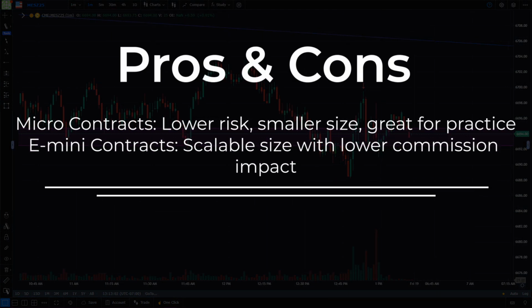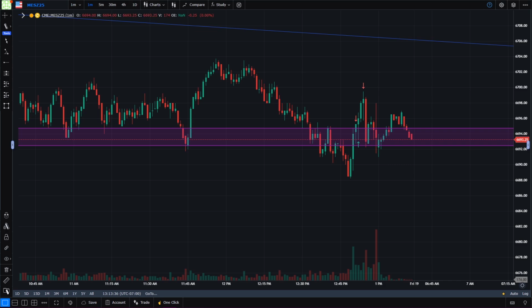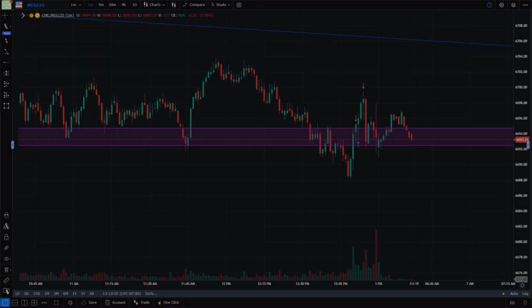So micros are great because they offer lower risk and they're great for practice, but one thing you need to be aware of is that your commission can eat more of a percentage of your profits. Once you are developed and you have a strategy and also a larger account balance, E-minis will provide a balance between size and cost, making them ideal for developed strategies. So if you're just beginning or testing a new strategy, micros are going to be where you want to trade. If you're growing your account and want efficiency, typically you'll be trading the minis. And it's not necessarily about which is better, but which matches your risk, capital, and goals.